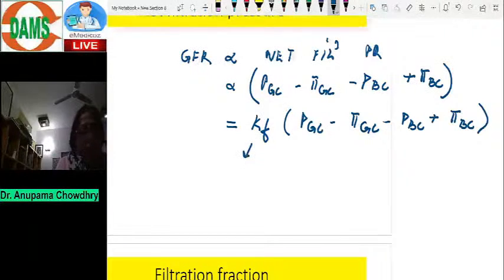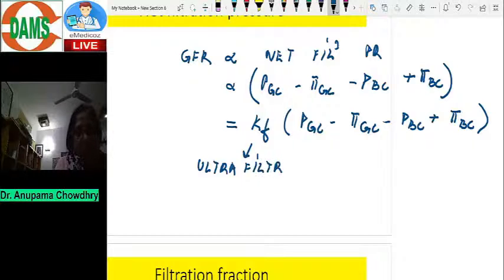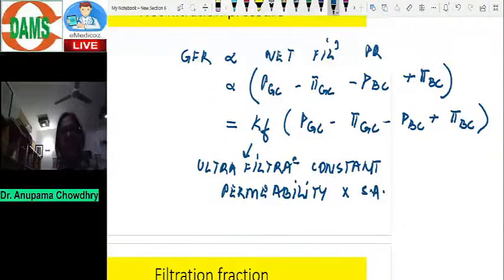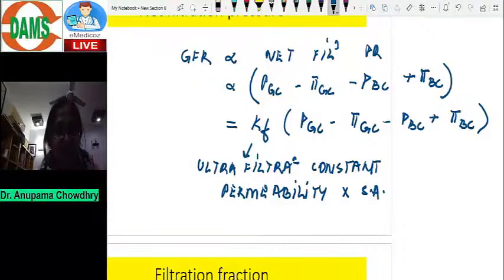And what is KF? KF is your ultrafiltration constant. And when I say ultrafiltration constant, this is a product of permeability and the surface area. Capillary permeability, or sometimes also called capillary conductivity, and the surface area, right?